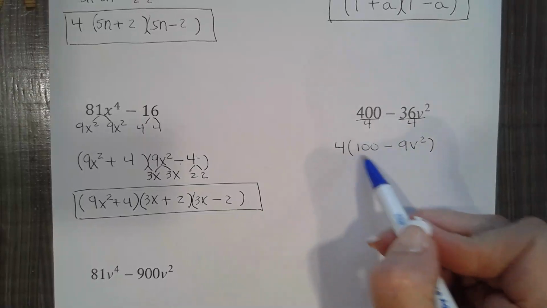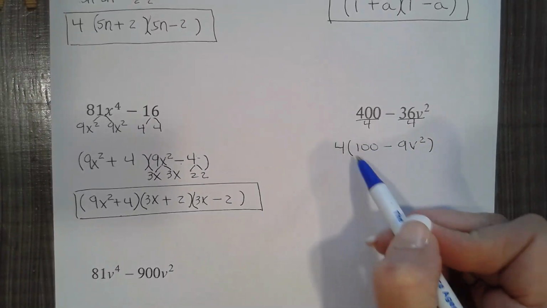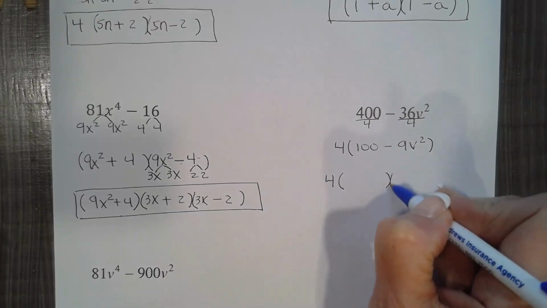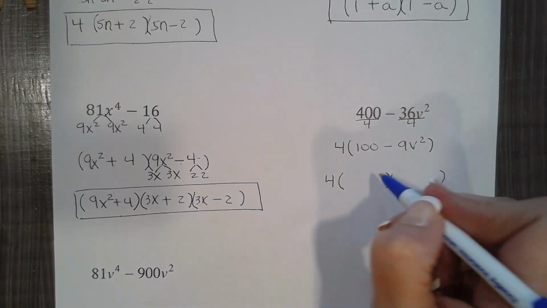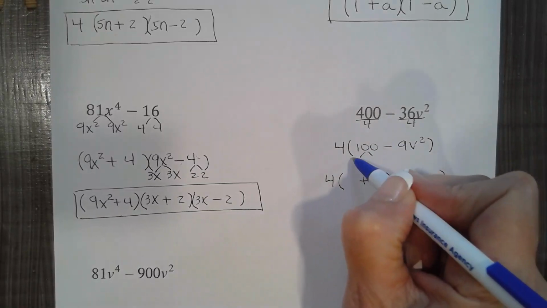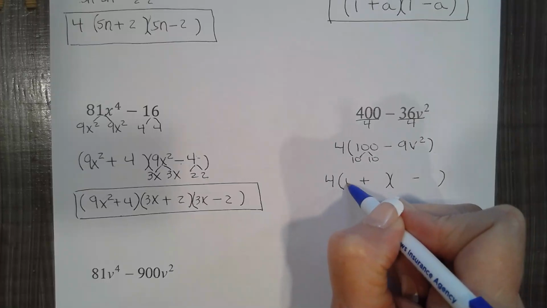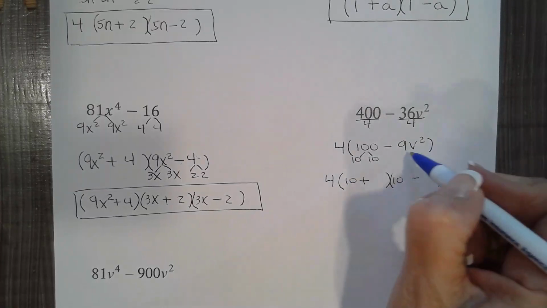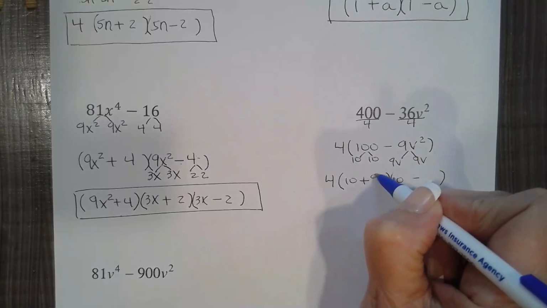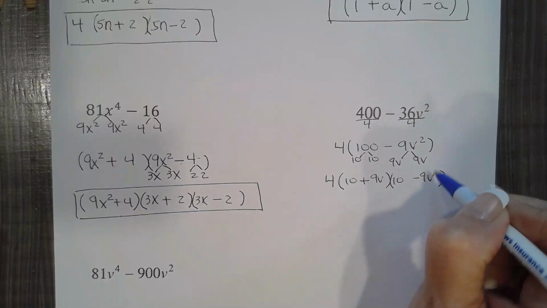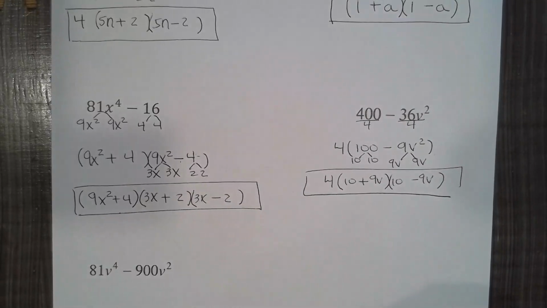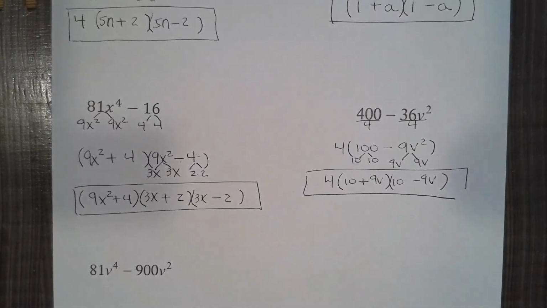Okay. Notice this is a difference of squares. So 4 is one of my factors. It comes down as one of my answers. Now I'm going to set up the 2 parentheses, 1 sign plus and 1 sign minus. The 100, the perfect square factors, are 10 and 10. And for the 9v squared, it's going to be 9v and 9v. And they go in the back slots. Okay? All right.